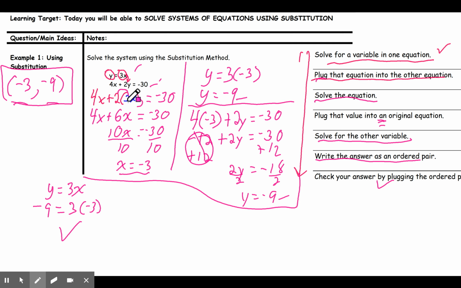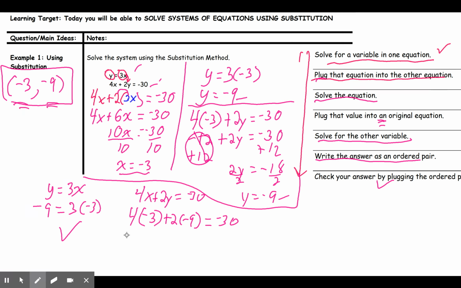Looking at the other equation where it has 4x plus 2y equals negative 30. Well, 4 times x, we say x is negative 3, plus 2 times y, and we say y is negative 9. Does that equal negative 30?